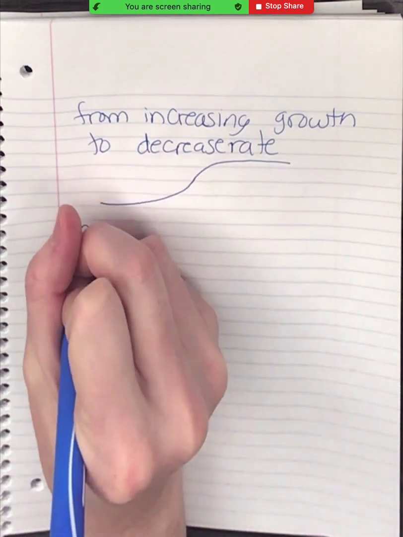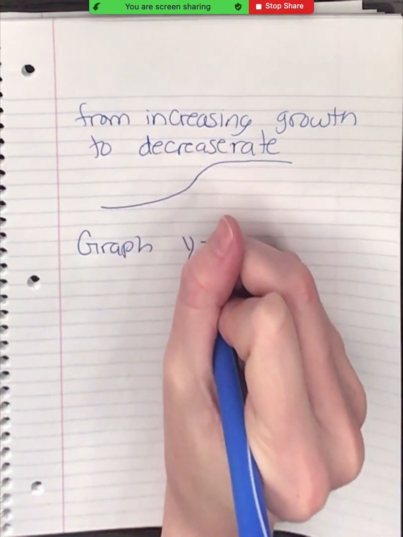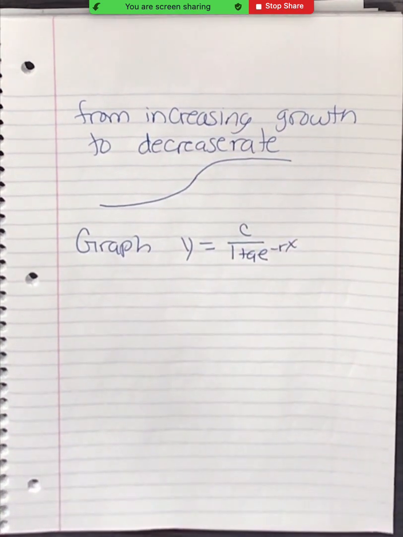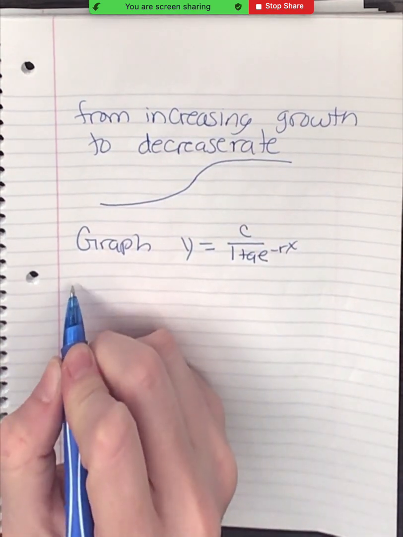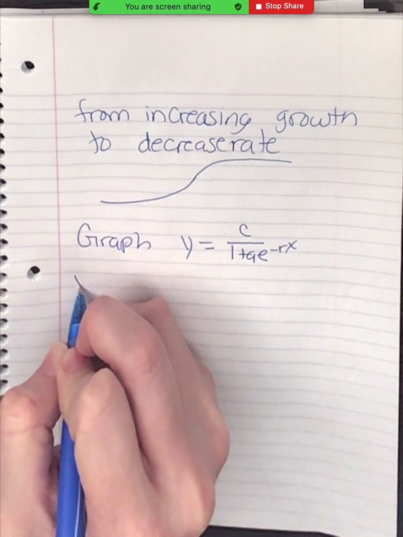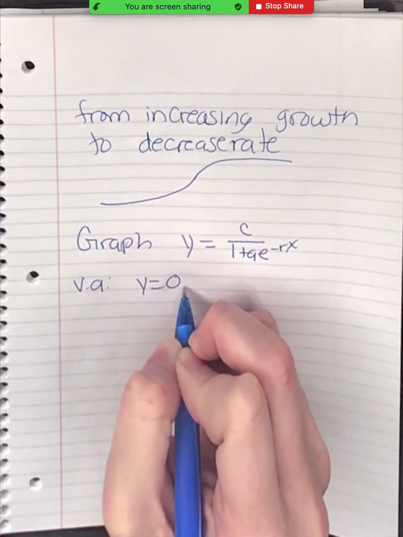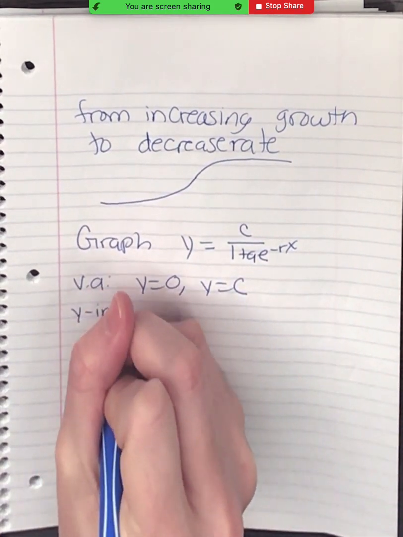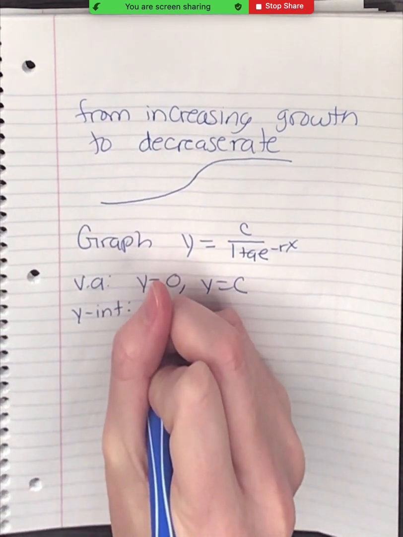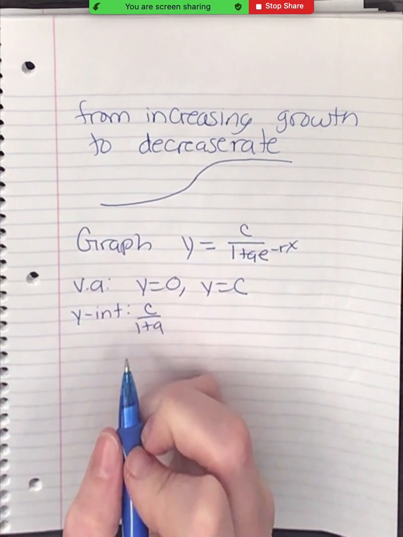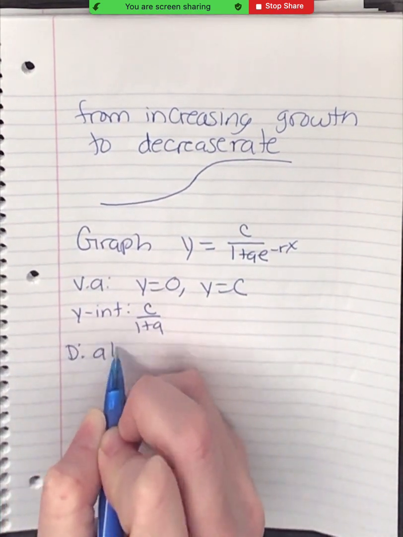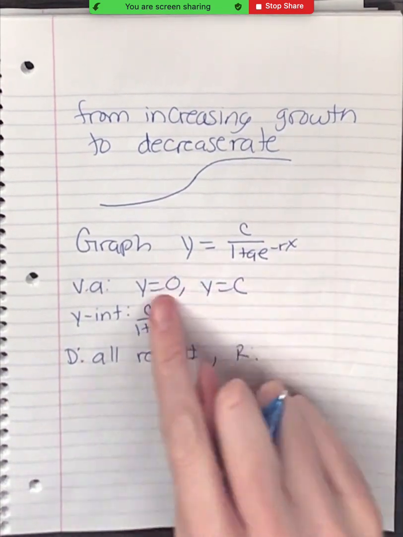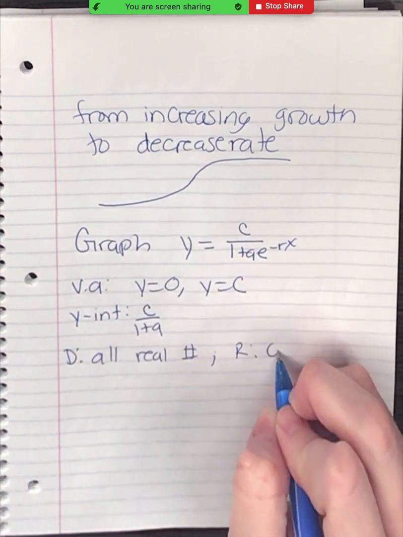So if we look at the graph of a logistic growth function, it has some very distinct properties, okay? It has horizontal asymptotes at y equals 0 and y equals c. It has a y-intercept at c over 1 plus a. The domain is all real numbers, because you can put in anything for x, but then your range is restricted to be between your two asymptotes. So 0 is less than y, less than c.